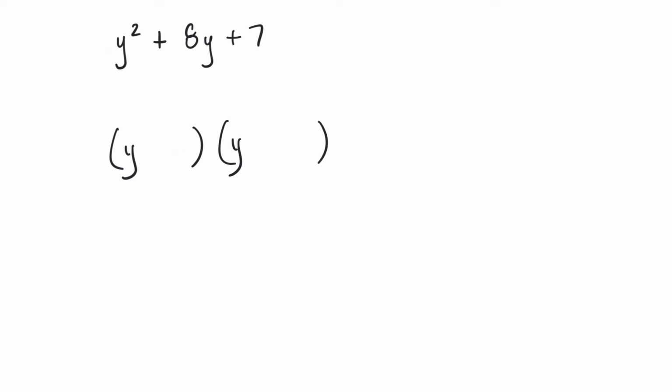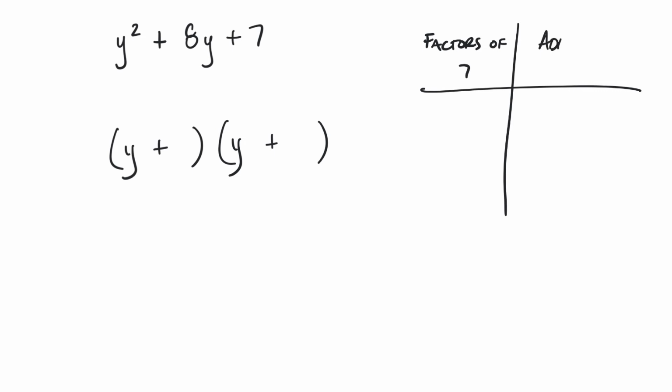And then the last two numbers, it's going to be plus and plus because these are all addition. And the last two numbers, this number times this number will give us this number. So when we multiply those two numbers together, it's going to be 7. And then the sum of those two numbers is going to be 8. So we'll list factors of 7, and then they have to add up to 8. Well, 7 is prime, so it's 1 and 7. That adds up to 8, so we're good.